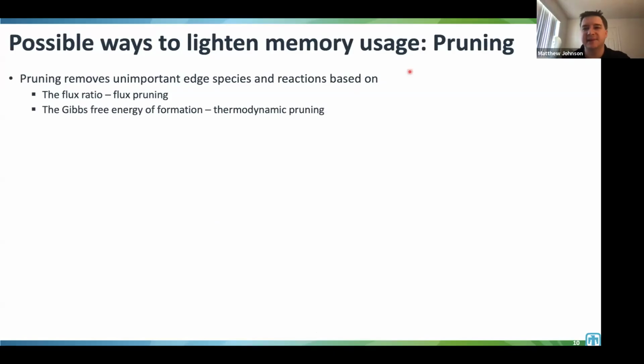Our main way to deal with this, what we call pruning, removes unimportant edge species and reactions, which essentially attempts to cap the memory consumption of the RMG run. In particular, we have flux-based pruning, and then also thermodynamic-based pruning algorithms.